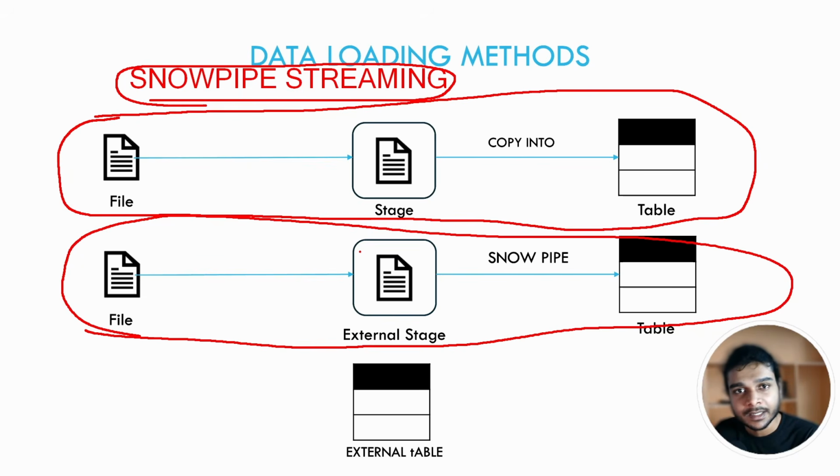And then we have external table. For external table also, we don't have any external stage or internal stage. We don't have any stage at all. What external table does is, we just define the external table outside Snowflake. In any cloud storage, we define the table outside and we don't import it into Snowflake at all. We just query it directly from the external table, which is stored outside Snowflake. That is what external table is. We use external table to save the storage space in Snowflake. Okay, that is how data loading methods work.